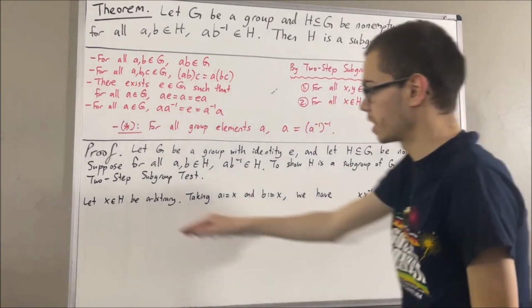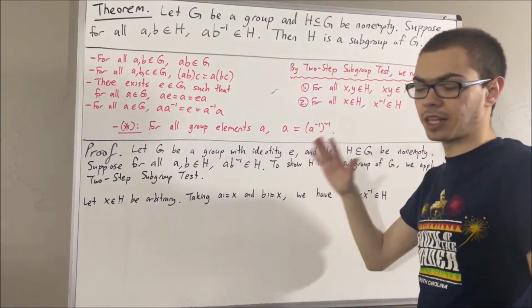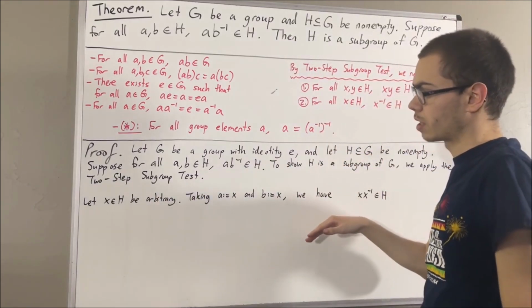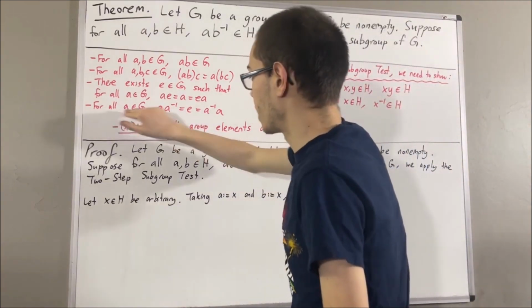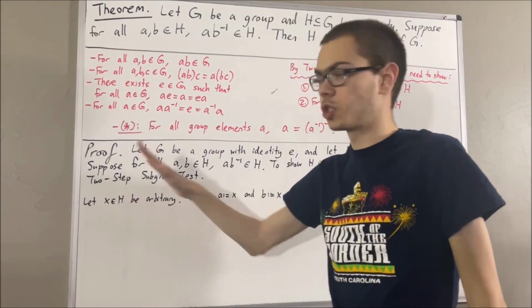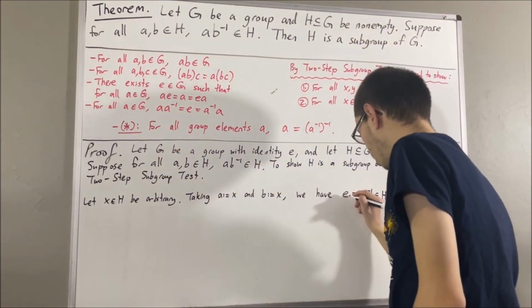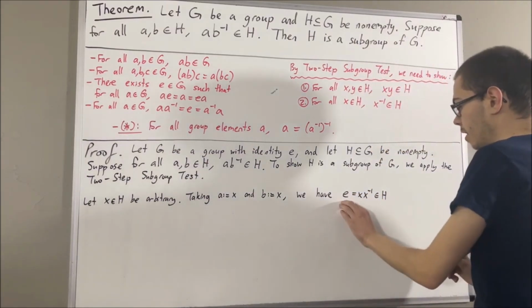But then, since x is an element of H and H is a subset of G, that tells us x is an element of G. But, according to this statement, which works for every element of G, it must work for x. So we can conclude x times the inverse of x is equal to e. So this tells us that the identity belongs to H.